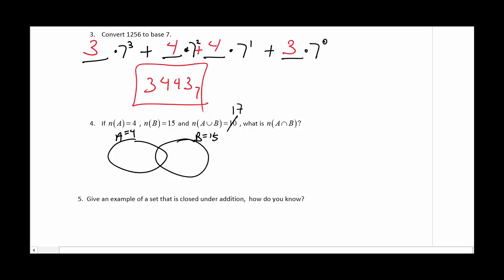And so what I want to know about then is this intersection piece. That piece right there is what I'm curious about. So the formula that connects that, so it's the number of elements in the union. I'm sorry, not in the union, but in the OR. So A or B would be the number of elements in A plus the number of elements in B minus the number of things that are in the intersection.